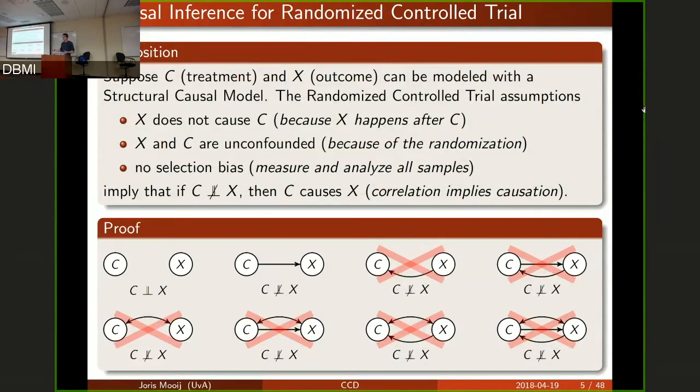And the proof is really simple. You can just draw the 8 possible causal graphs on these 2 variables. You can include feedback cycles if you want to. They're ruled out by these assumptions again. But the only 2 models that are actually possible under these assumptions are these 2, and that's the simple proof.